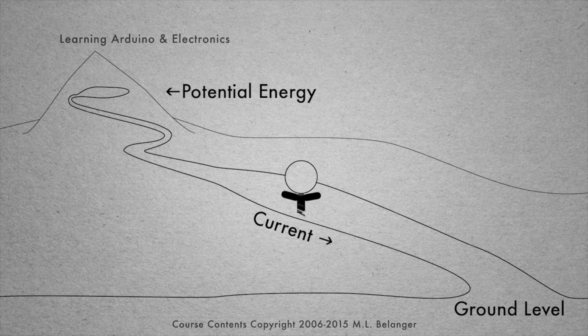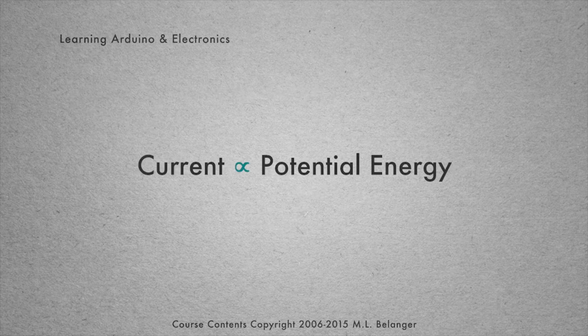Now imagine a second lake located twice as high above the ground as our first one. If everything else remained the same, that lake would supply a current twice as strong as the first lake. In quasi-mathematical terms, current is proportional to potential energy. As the potential energy increases, the current increases. Double the potential energy, the distance above the ground, and the current will double. Halve the potential energy, and the current will halve.